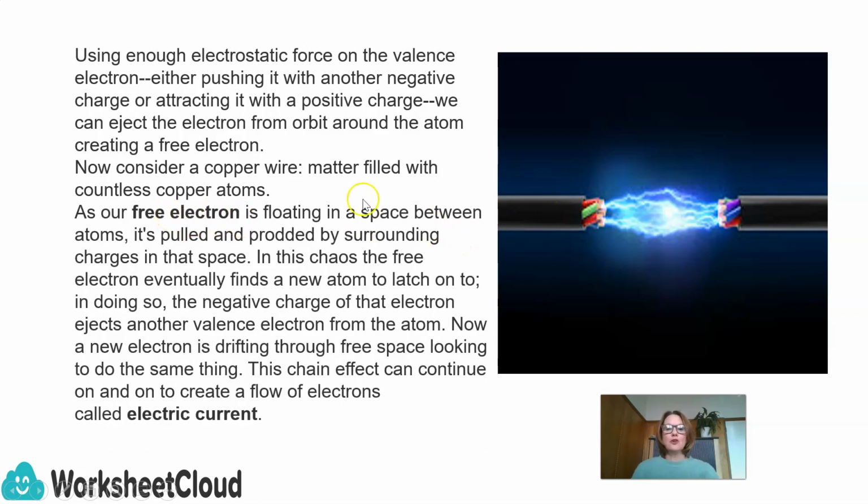As our free electron is floating in a space between atoms, it's pulled and prodded by surrounding charges in that space. In this chaos, the free electrons find a new atom to latch onto, and in doing so, the negative charge of that electron ejects another valence electron from the atom. Now a new electron is drifting through space looking to do the same thing. The chain effect can continue on and on to create a flow of electrons called electric current.